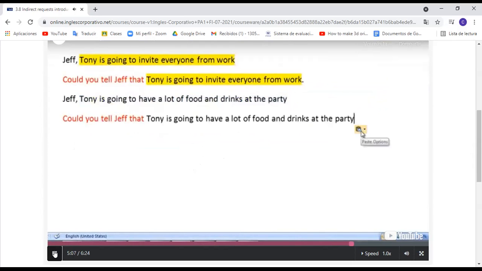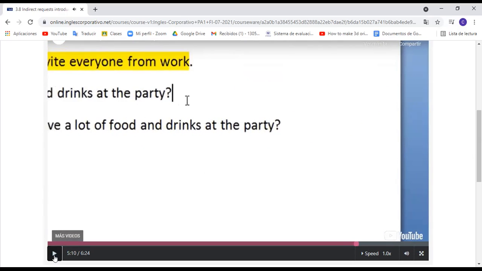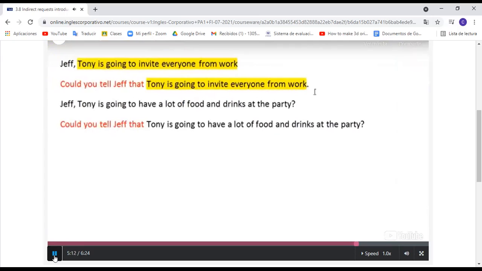And by the way, something that I forgot to do was add this question mark here, right? So you can see it's easier when you see it with this, because all you are doing is taking the sentence and putting it at the end, and then adding the question at the beginning. So you take the sentence, you put it at the end, and you add the question at the beginning. Is that okay? Any questions?